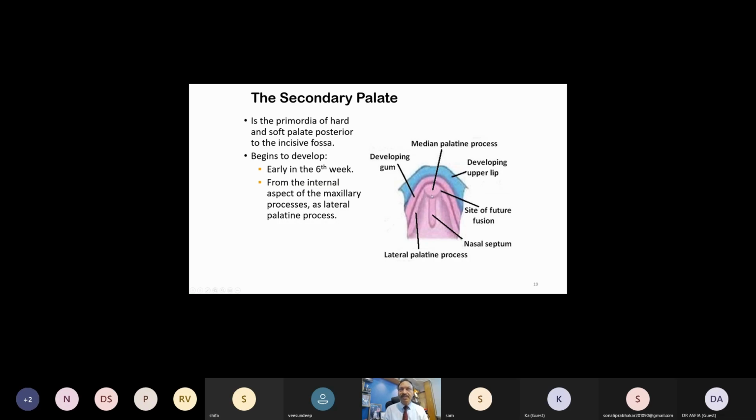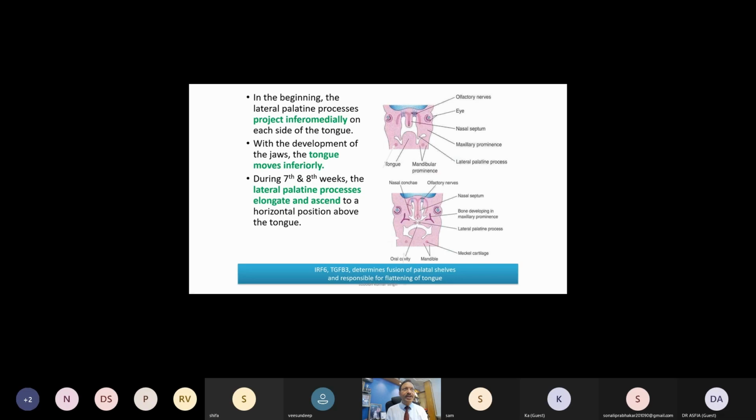So the incisive foramen is the key. Anterior to it is the primary palate, and posterior to the incisive foramen is the secondary palate. It begins to develop early in the 6th week, and it forms from the internal aspects of the maxillary processes as lateral palatine processes. So I will show you another picture. Here there are lateral palatine processes on both sides.